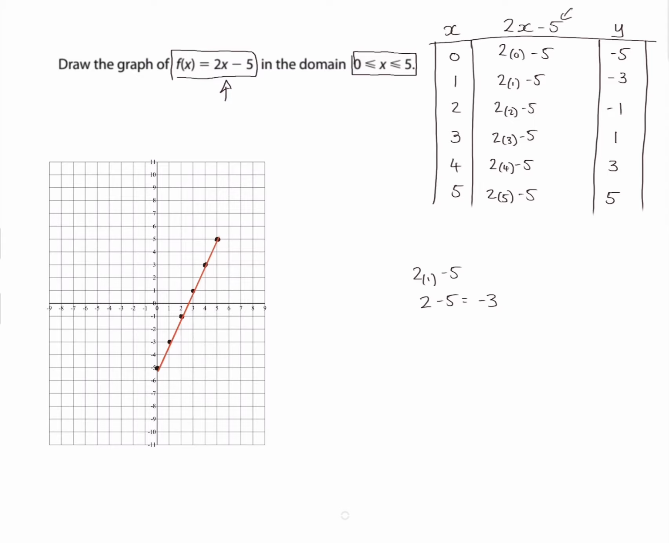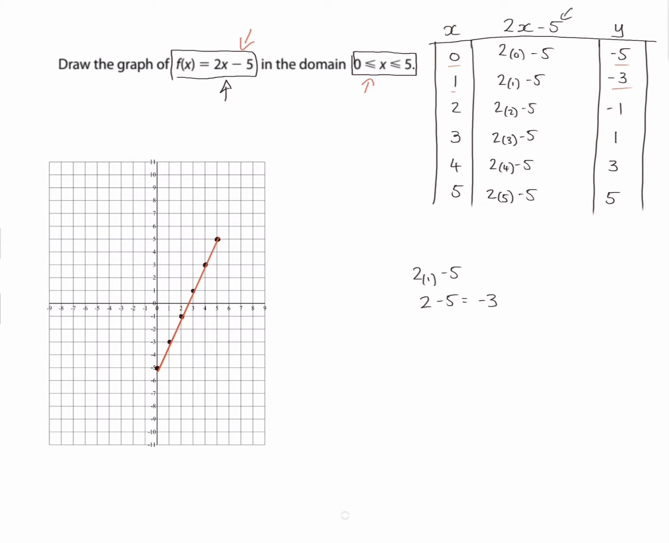We have drawn a graph for this function here in the domain of 0 is less than or equal to x, and x is less than or equal to 5. Okay, and I did a table here so that I could figure out all my inputs and my outputs. The inputs are on the left and the outputs are on the right, and that's what gave me the coordinates for drawing my graph. Okay, so I'm going to leave some questions on the Google Classroom.